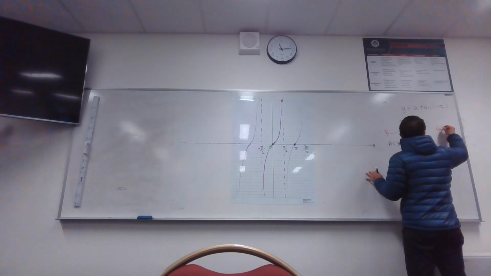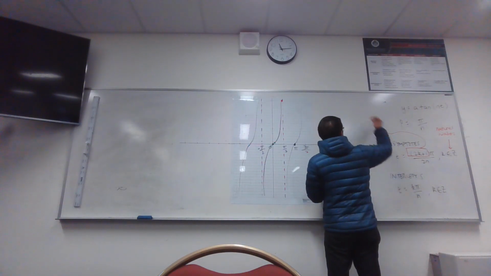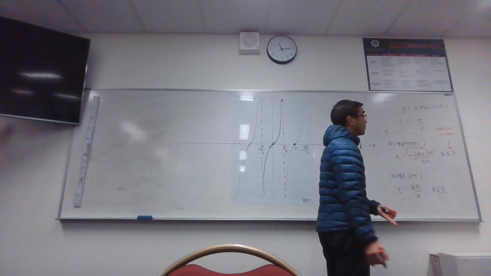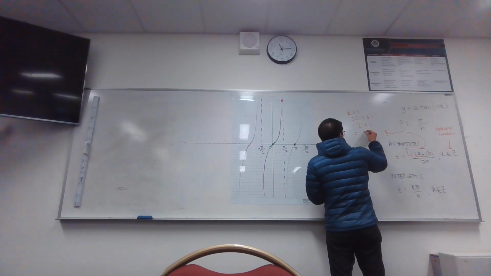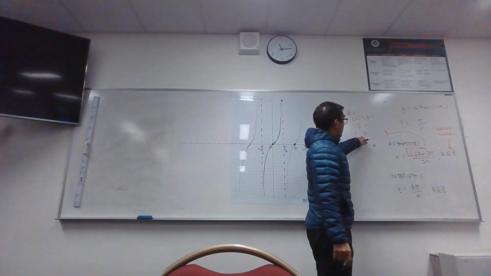It's the natural counting numbers. So let's do the first one. If I naturally count, I'm doing k equals 1. So 2 times 1 plus 1 is 2 plus 1 equals 3. Okay? So k equals 3.